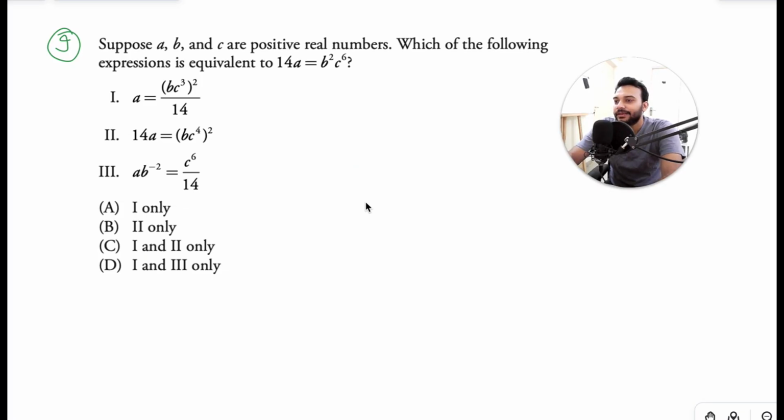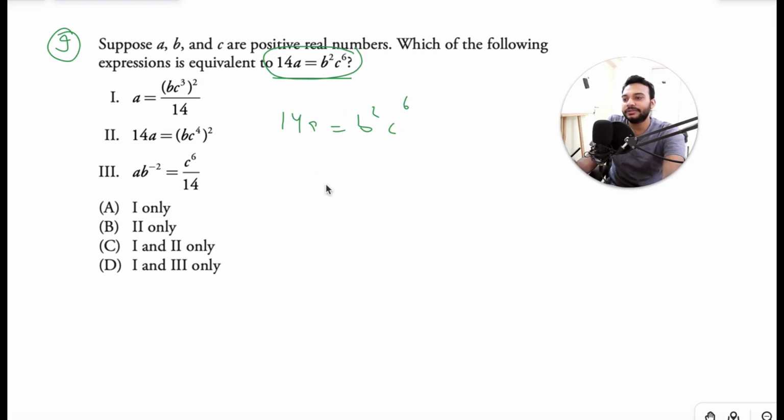Question number 9. Suppose A, B, and C are positive real numbers. Which of the following expressions is equivalent to 14a equals b squared times c raised power 6? Okay, A, B, C are positive real numbers. And which of the following expressions are equivalent to this? So let's do this. Let's look at the options and try to make a similar looking thing from the expression given directly. Okay. So 14a is equal to b squared c raised power 6.